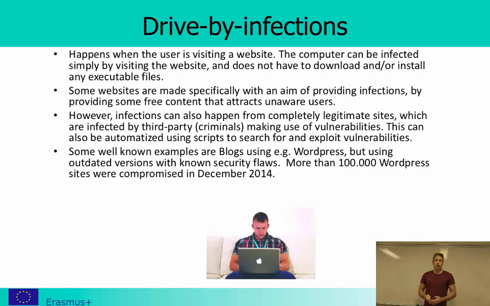Some well-known examples of the latter: there was a WordPress example, and if you want more details, you can Google it. The problem was that there were 100,000 WordPress sites that were compromised in December 2014 because they were using an outdated version, and before they were patched, criminals managed to infect all these machines.